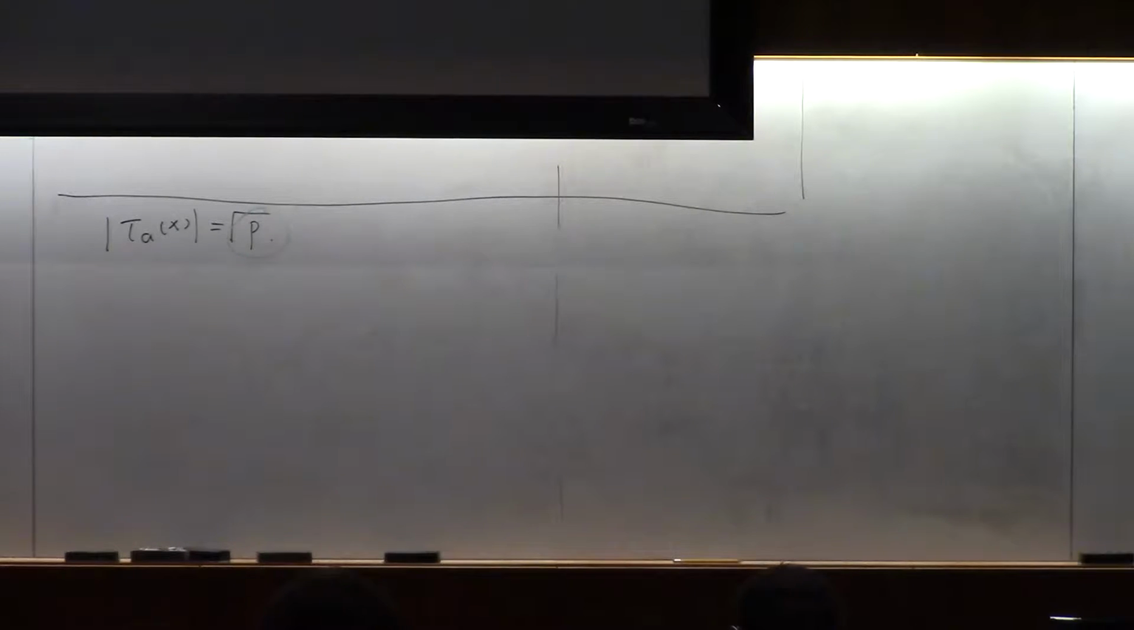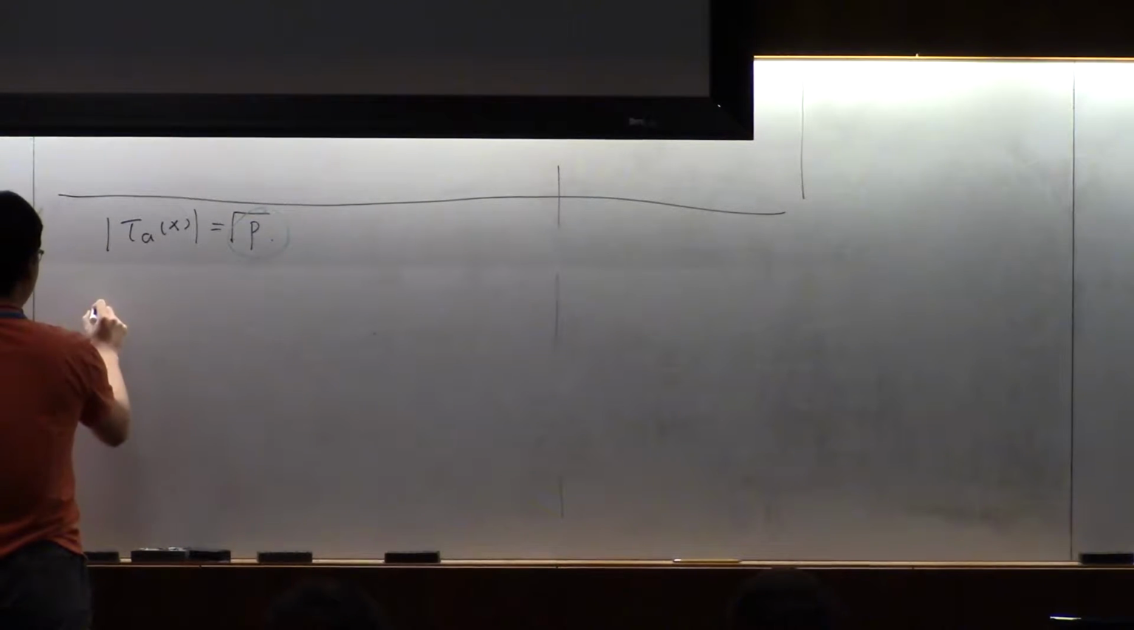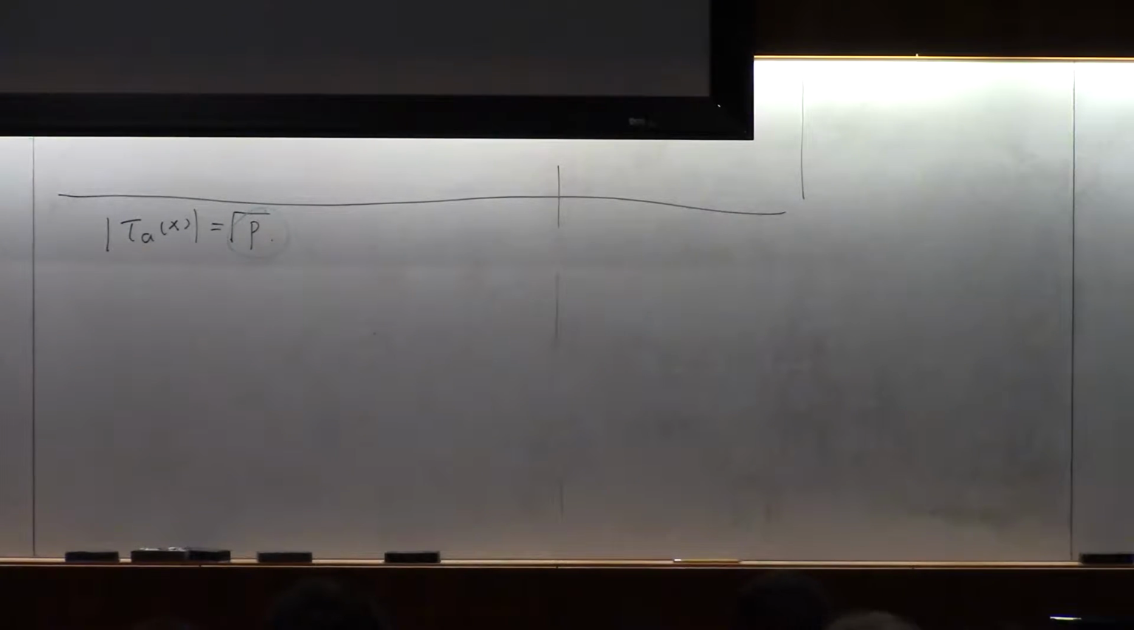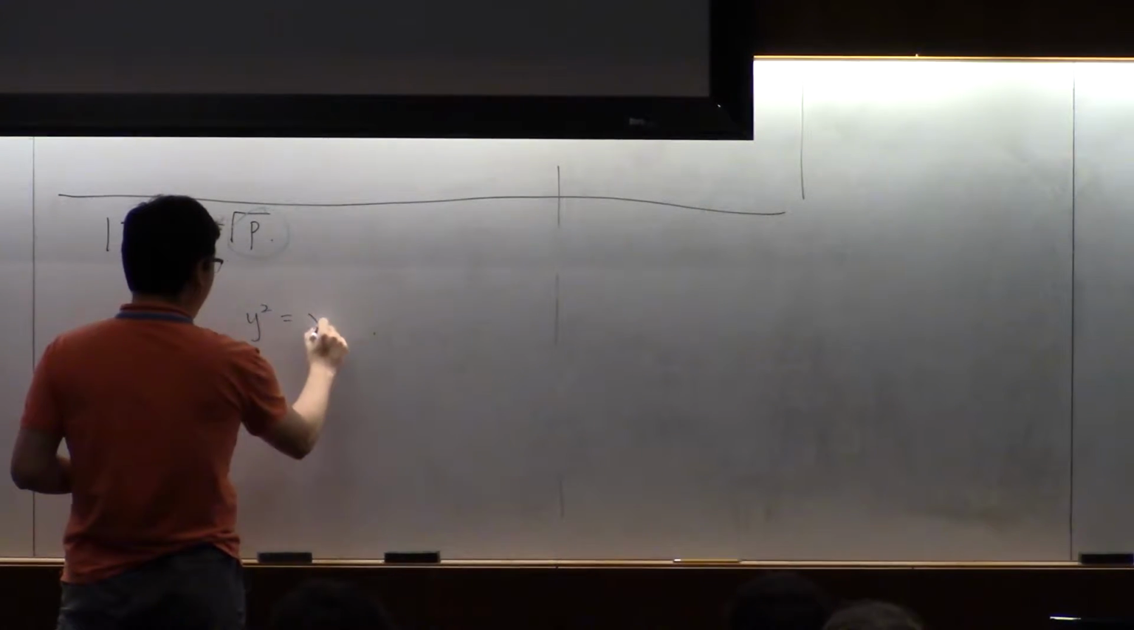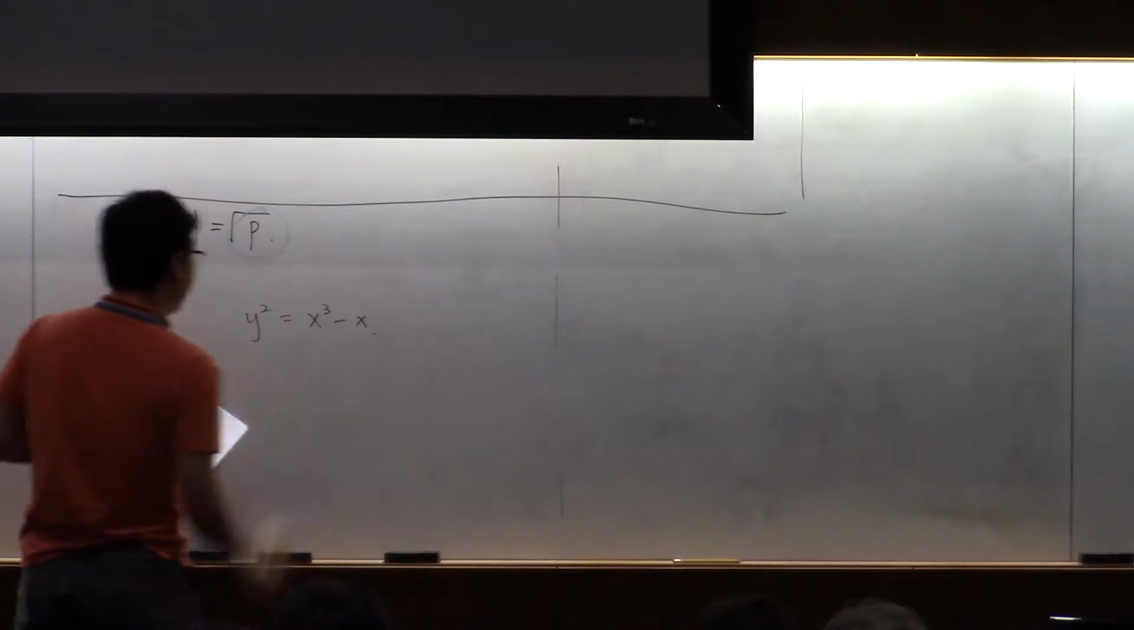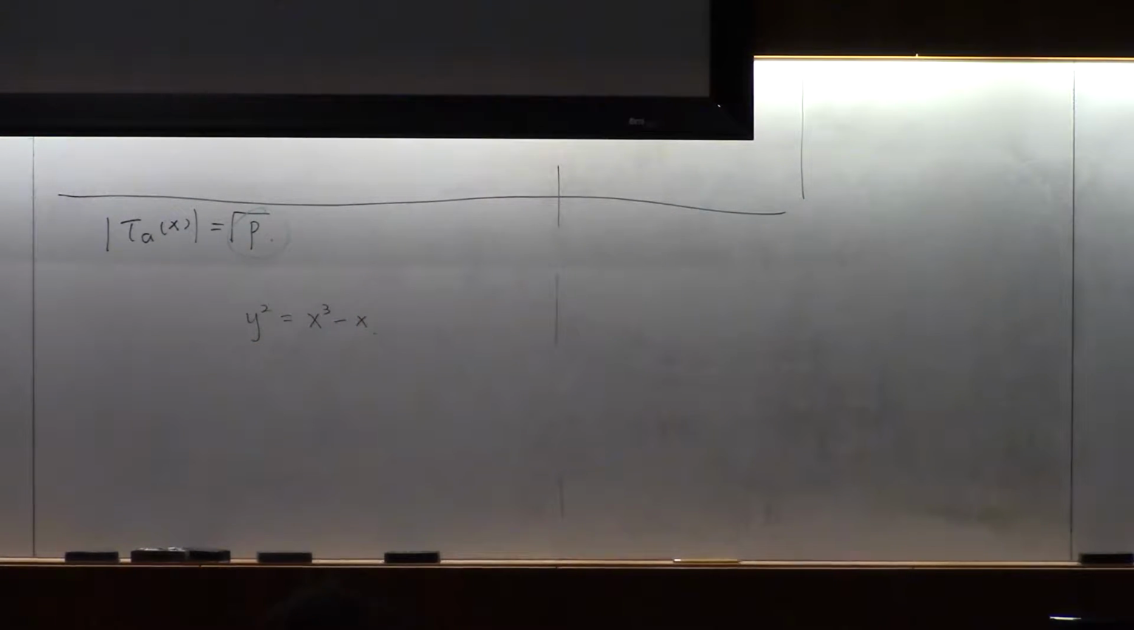So this is the first topic, the Gauss sum. The second is the number of solutions of equations over finite fields. So as a special example, I want to consider this equation. Consider y squared equals x cubed minus x. This is an equation of two variables. And as you learned from the previous lecture, this defines an elliptic curve.